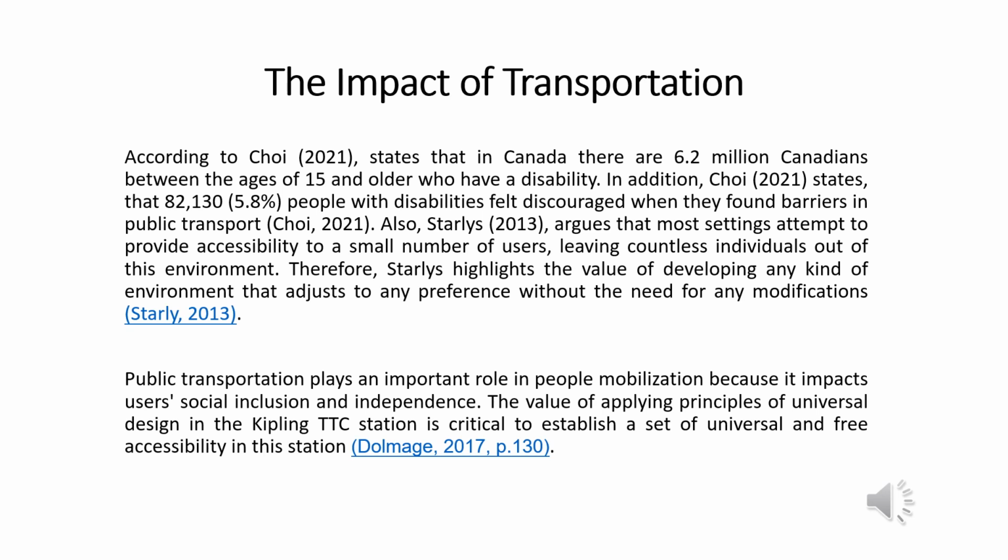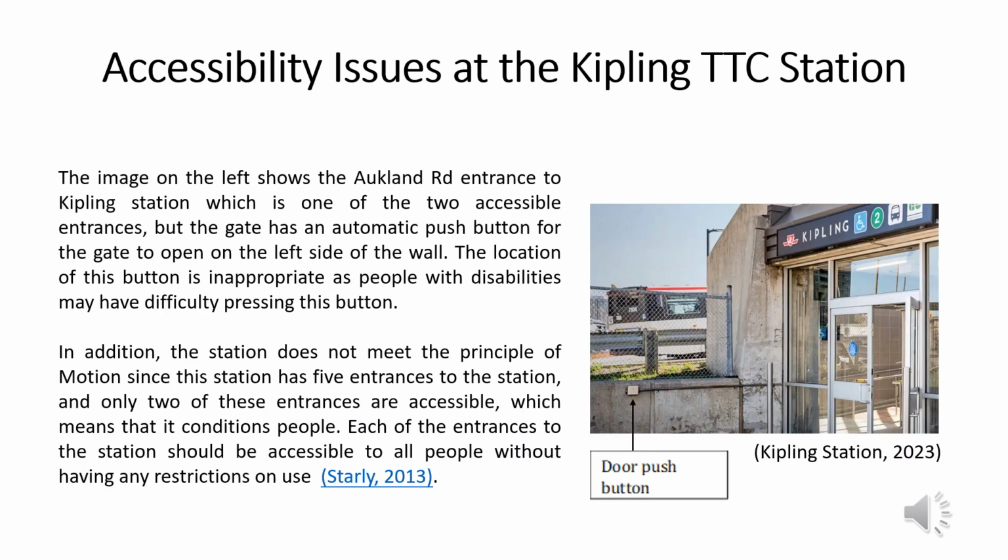Public transportation plays an important role in people's mobilization because it impacts users' social inclusion and independence. The value of applying the principles of universal design in the Kipling TTC station is critical to establish a set of universal and free accessibility in this station. Dolmach 2017, P130. Now I want to talk about accessibility issues at the Kipling TTC station.